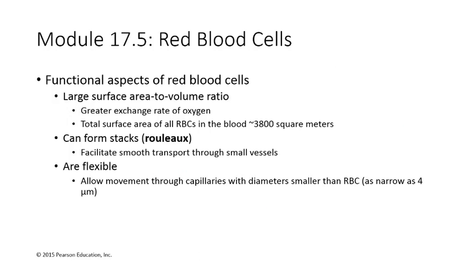They have a very large surface area to volume ratio because of that biconcave shape. And because of that, they can carry more oxygen molecules. They can form stacks called rouleaux, and this is going to allow smooth transport of the red blood cells, sort of in a row, stacking up in a row, going through the small vessels, and they are very, very flexible.